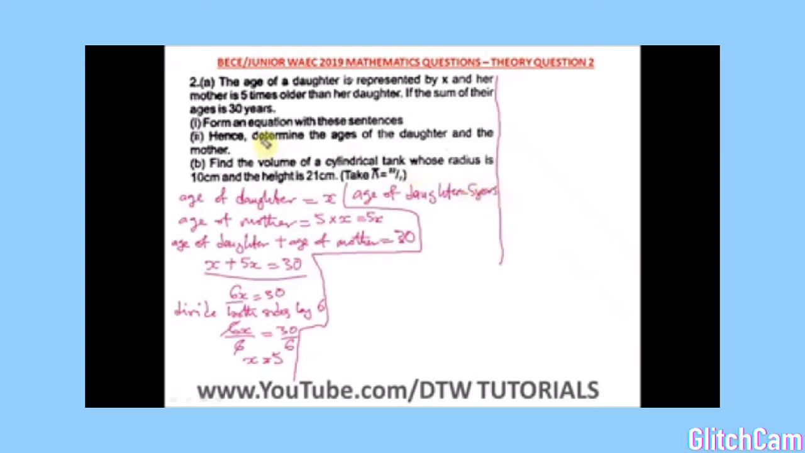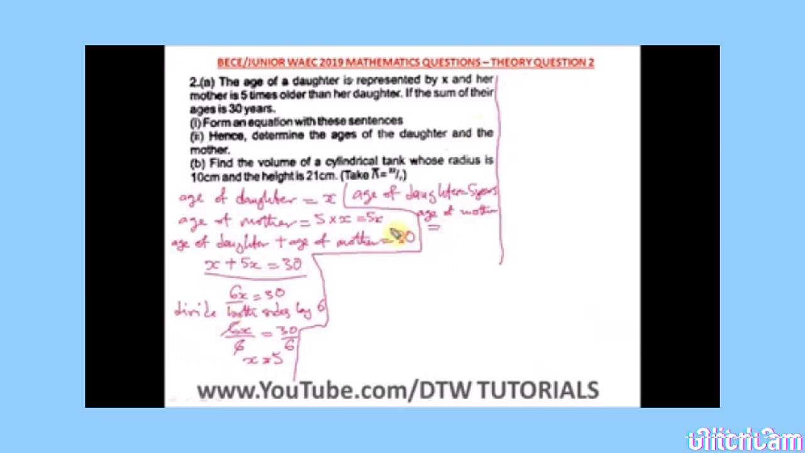Since they say determine the ages of the daughter and the mother, you have to write this down. And age of mother is equal to, we're supposed to write this straight, but because of the line here, that's why I came down here. In your book, please write it straight, and also watch out for the margins, don't cross the margins.